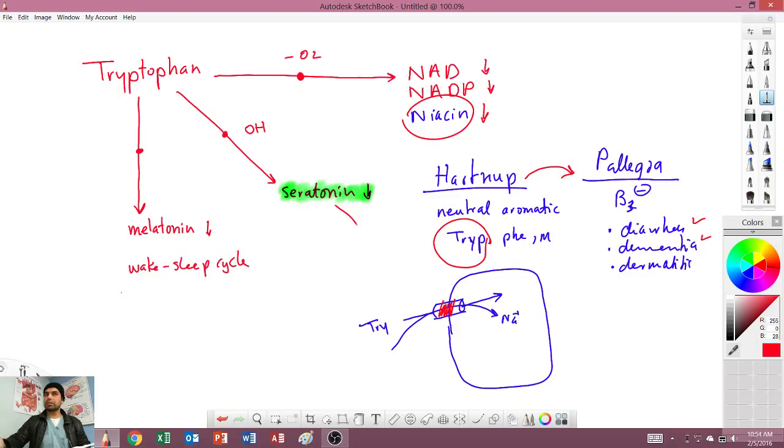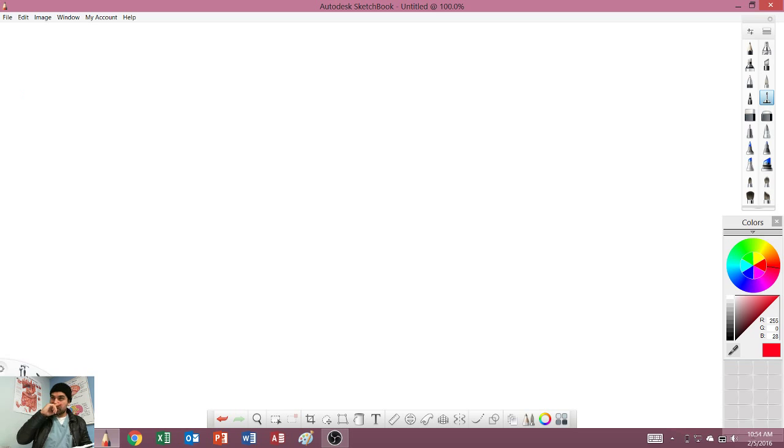Dementia is what? Global deficit of the brain: aphasia, apraxia, agnosia, amnesia, and one more A, anomia. Yeah, you cannot name things. And dermatitis, because squamous cells require B3 for regeneration, so it's dry, scaly skin. Alright, so that's for tryptophan. When it comes to tryptophan, please remember pellagra and Hartnup disease.